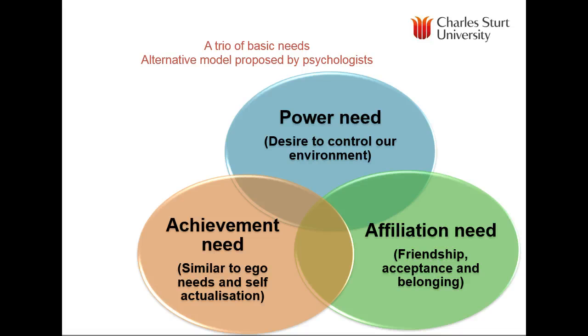Another way, rather than looking at motives, is to look at needs very simply, and you can see here this is similar to what we've looked at with some of these motivational structures, a trio of needs. And so you can see a power need to control the environment, achievement, ego needs and self-actualization, and finally an affiliation need for friendship and belonging.